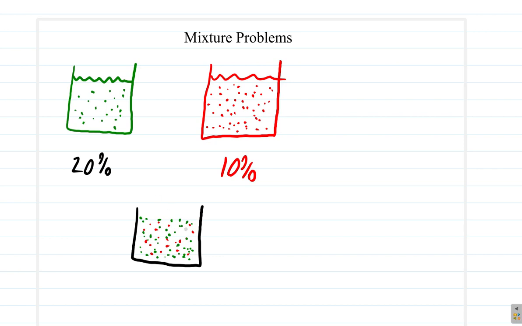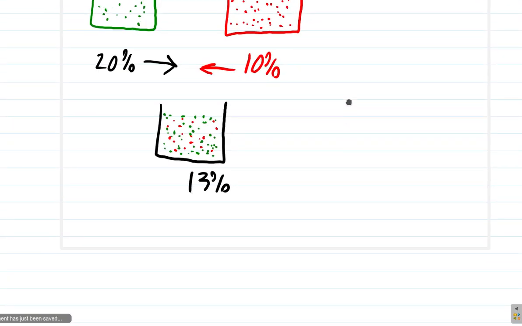And you select how much of one to mix with the other. You might want, for example, a 15% concentration. It could be 16% concentration. It could be 13% concentration. Whatever the concentration is, anywhere between 20 and 10%. Alright? Now, let us look at an example of this.